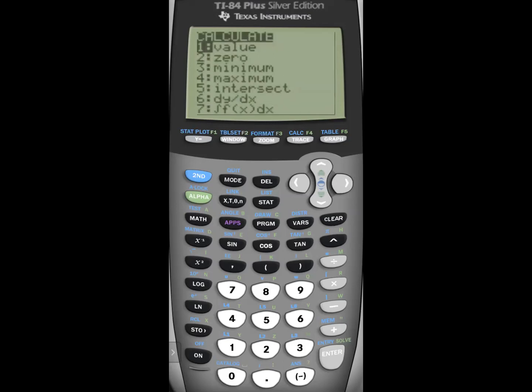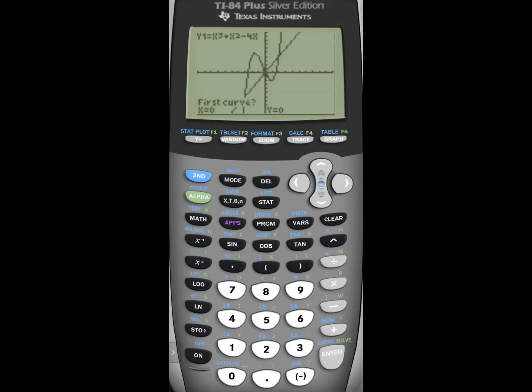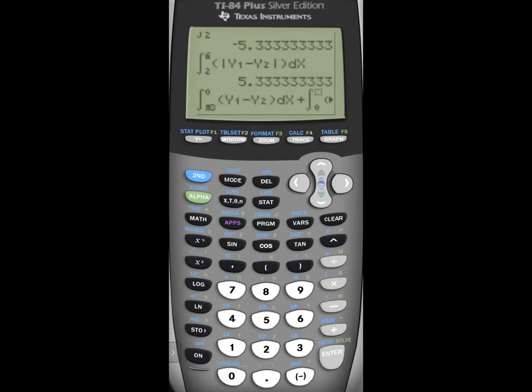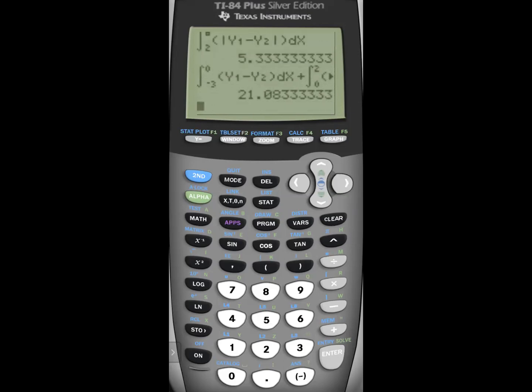Second calc, hit 5, and then we're going to go ahead and hit enter, enter, and then we're going to make a guess. Just get close, just get close. And that's going to tell me it's 2. And the answer is 21.08.